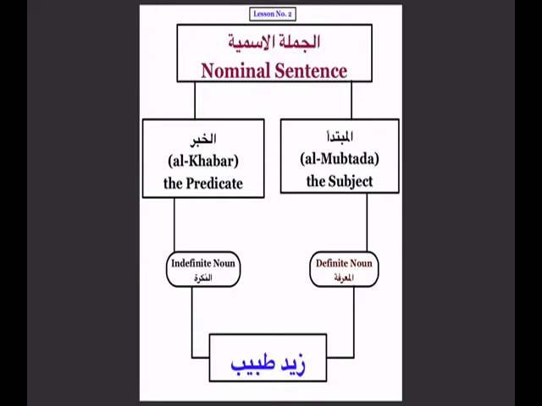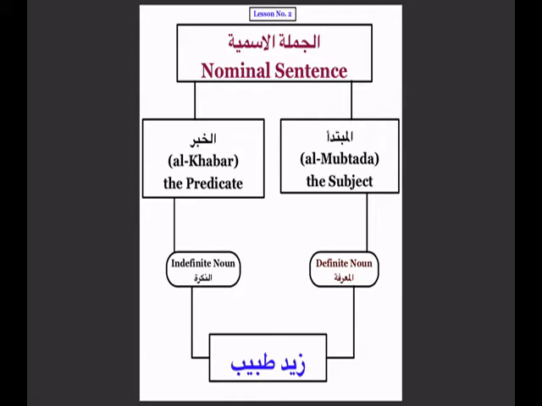Assalamu alaikum. In the previous lesson, we learned that a nominal sentence, that is al-jumla al-ismiya in Arabic, begins with a noun or one of its kinds. The first part of the sentence, that is the subject, is called al-mubtada, and the next part, that is the predicate, is called al-khabar. Now we will learn a few more things about al-jumla al-ismiya.